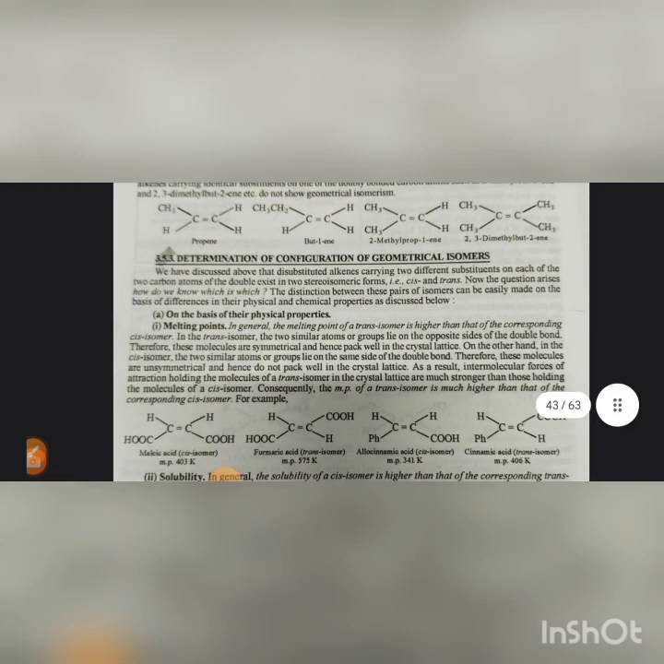Now we will discuss the determination of the configuration of geometrical isomers. First, on the basis of their physical properties: melting point. In general, the melting point of the trans isomer is higher than that of the corresponding cis isomer. In trans isomers, the two similar atoms or groups lie on the opposite sides of the double bond.